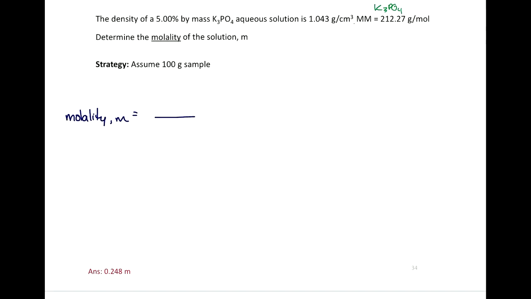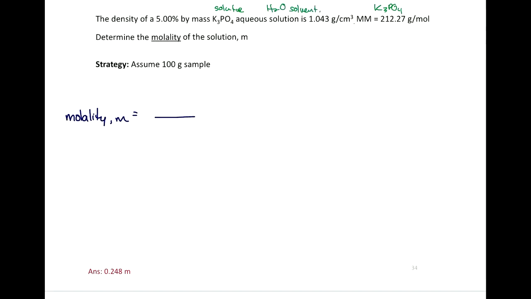If this is an aqueous solution, what's our solvent? What is it? Water, yes, it is water. I didn't tell you explicitly that the solvent is water, but you should know that because I said aqueous solution. So that means K3PO4 is the solute, and H2O, water, is our solvent in this case.